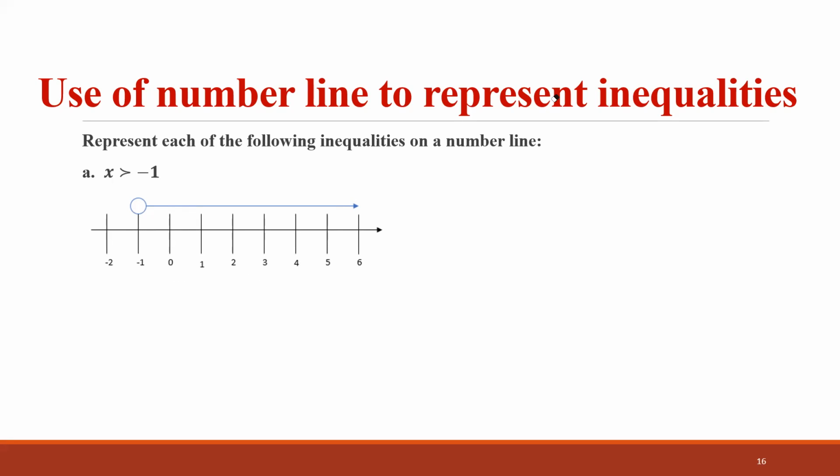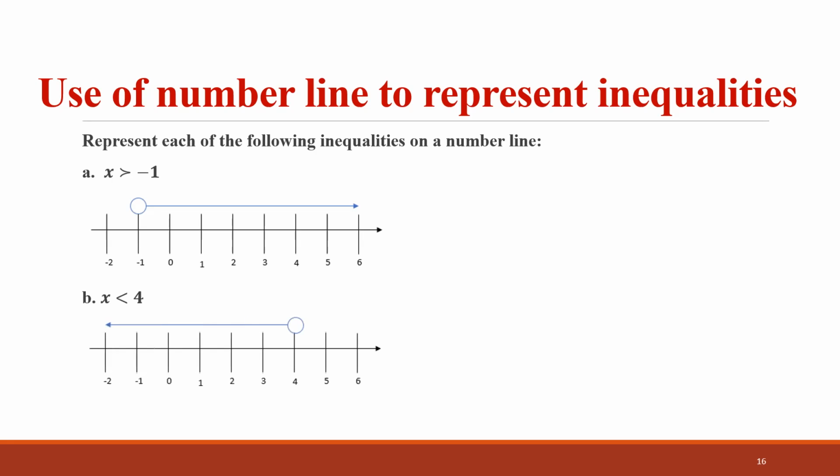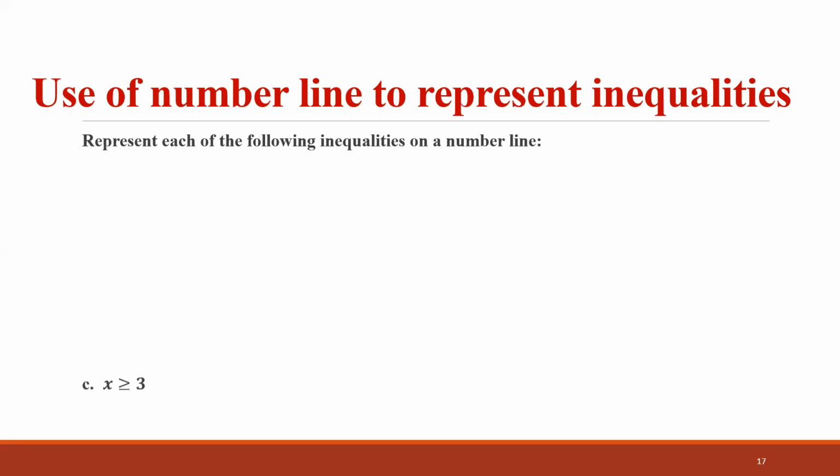Another one is x less than 4. So 4 is not included in the range of values. Numbers less than 4 are in this direction, the negative direction. But this 4 is not included. That's why I'm using an empty circle. So another one is this one.